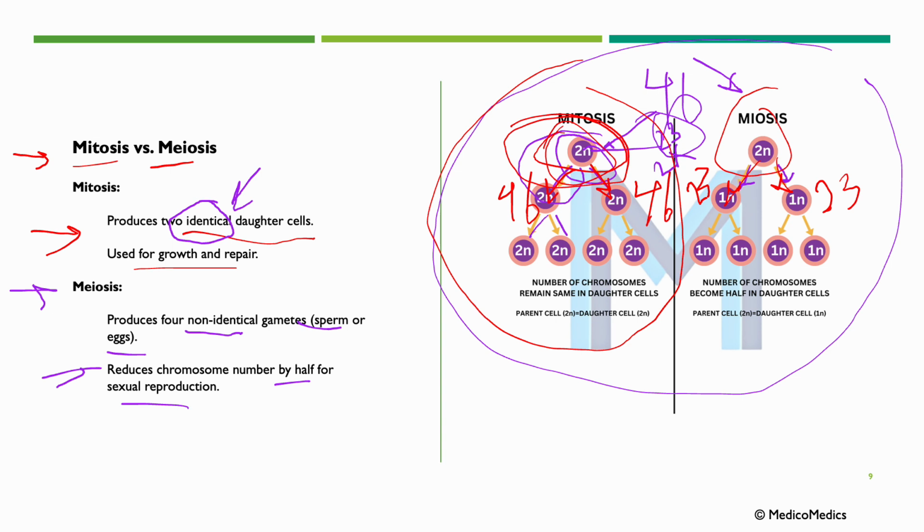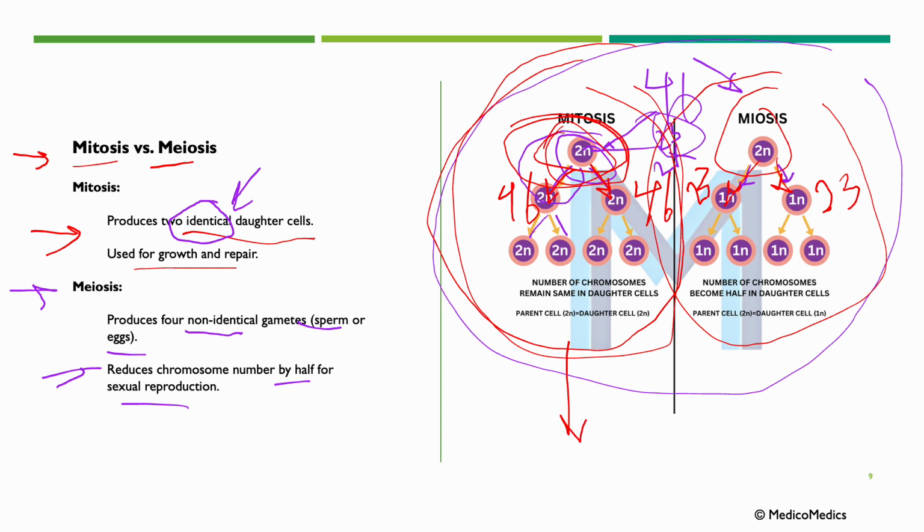Because these are quite important concepts and very high yield during your medical exams and studies, it is worth repeating one more time that the key difference between meiosis and mitosis lies in their purpose and outcomes. So mitosis results in two genetically identical diploid daughter cells for growth, repair, and asexual reproduction. We're talking about this side. While meiosis produces four genetically unique haploid cells, or gametes, for sexual reproduction.